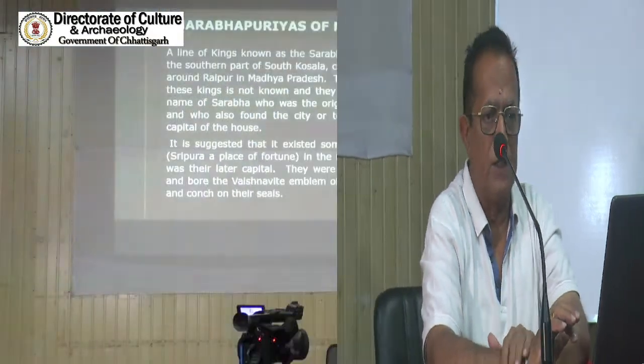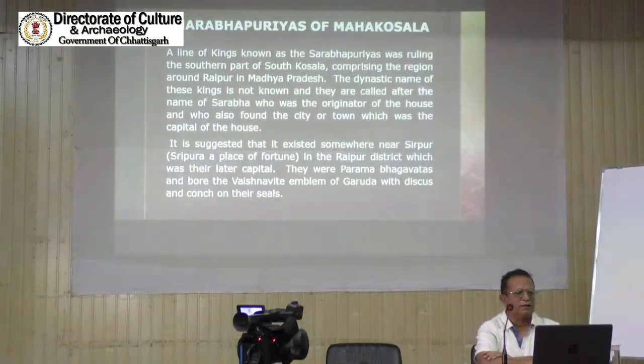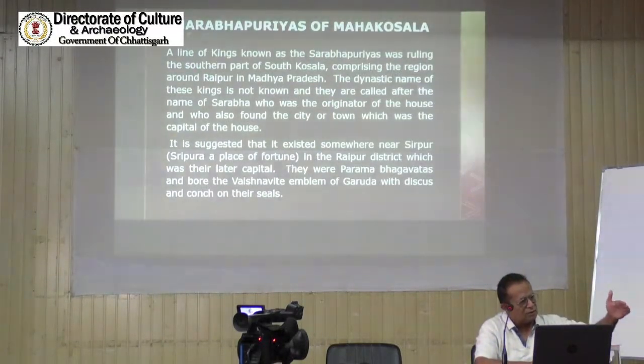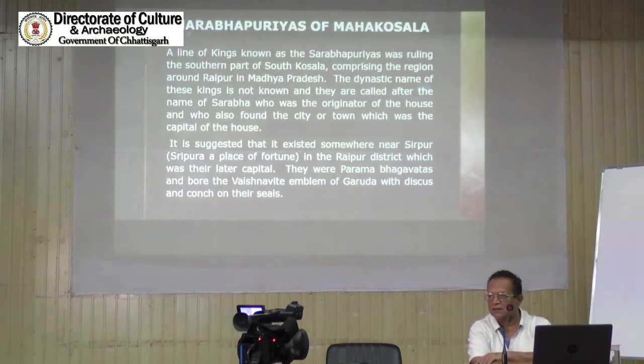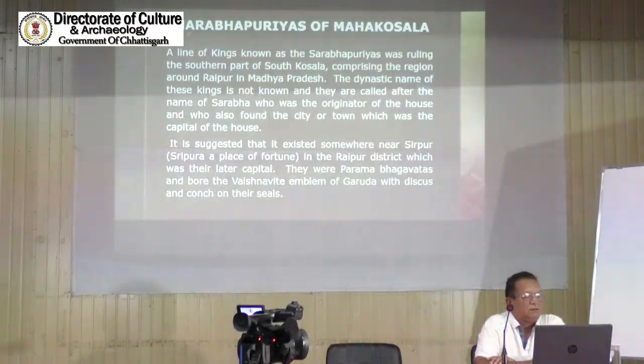After the Shura, the Sharabapuriyas, this is very important for Mahakosala. I think Chhattisgarh is the South Kosala, isn't it? It is identified, this southern Kosala, with a larger territorial division. The line of kings, the Sharabapuriyas, Sharabapurat, that's what the grant says. Perhaps the place name Sharabapura got associated with the name of the king, and having that town, they called themselves Sharabapuriyas, who were associated with this Sharabapura. Ruling over the southern part of South Kosala, comprising the region of Raipur in Madhya Pradesh.